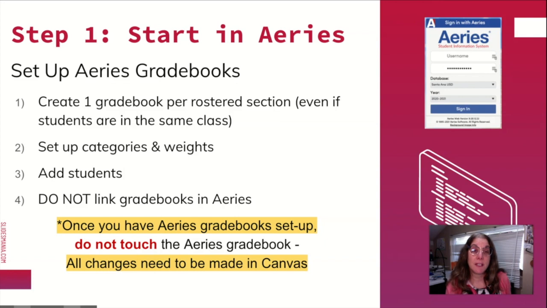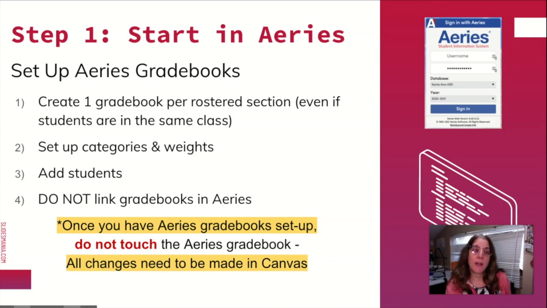To review, step one, start by creating your Aeries gradebooks. Remember, you need an individual gradebook for each rostered section in Aeries. Set up your weights and categories in Aeries, and make sure they match Canvas exactly. Then go ahead and add your students to the Aeries gradebooks. Remember, do not link your Aeries gradebooks to each other like you've done in the past. For a shortcut, you could link the gradebooks, set up your categories and weights, but then be sure to unlink them before you start syncing.